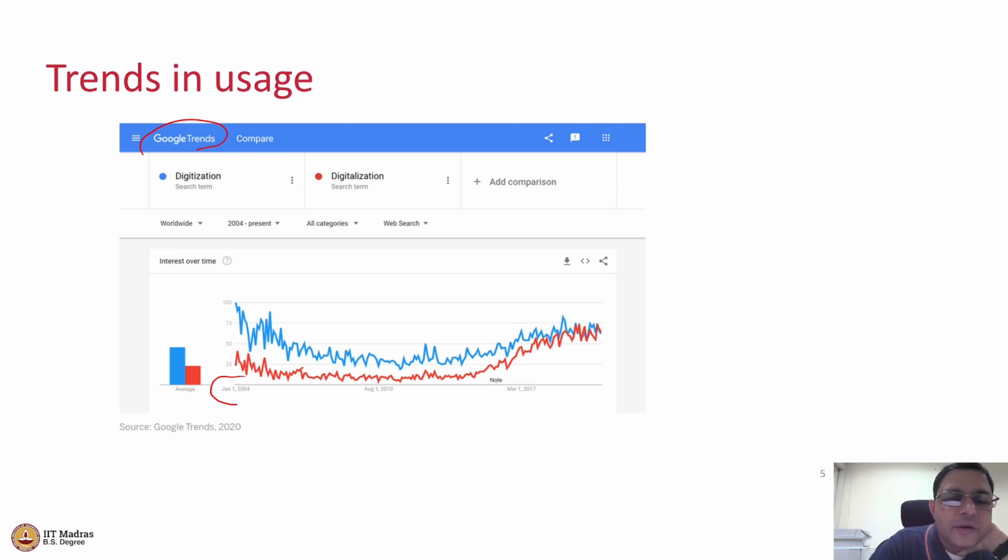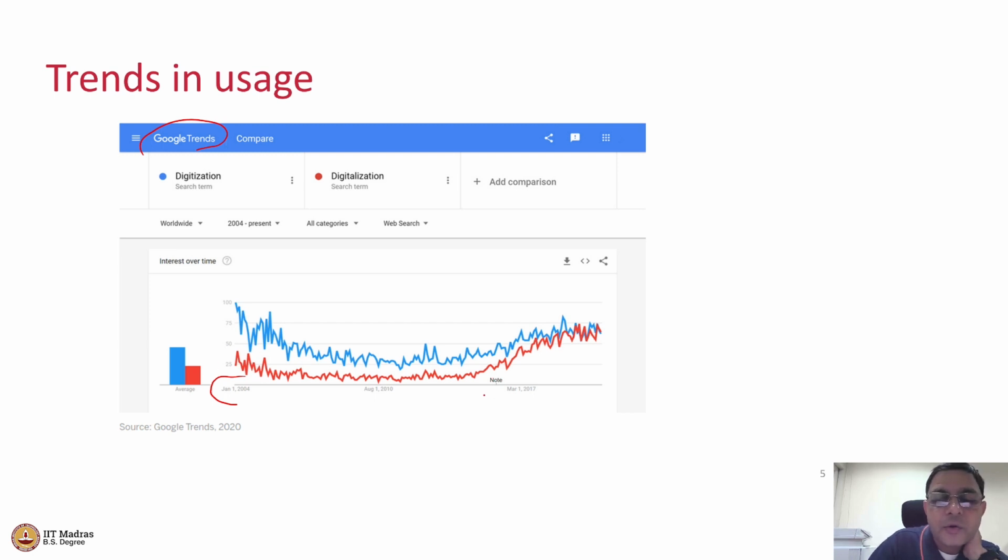Digitalization has always been on the lower side compared to digitization. So for a long period of time, we were only looking at digitization, and this is Google Trends, which means that this is not an India trend. This is essentially a global trend, right? So digitization was searched more, and therefore thought about more, compared to digitalization.